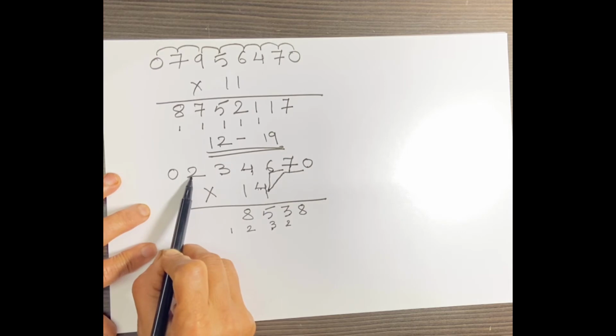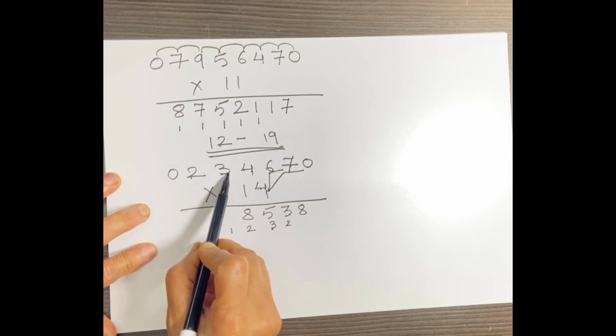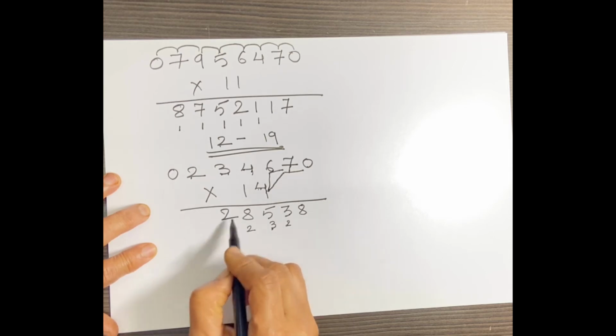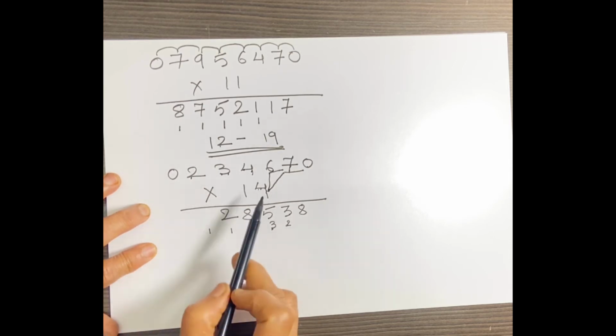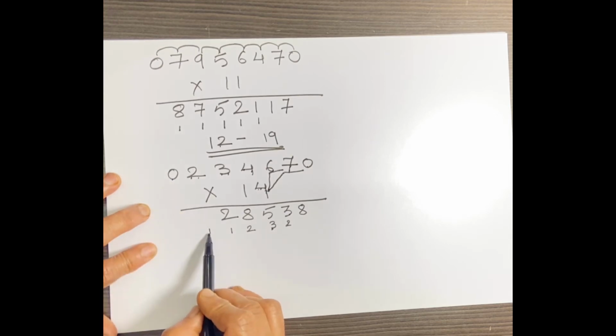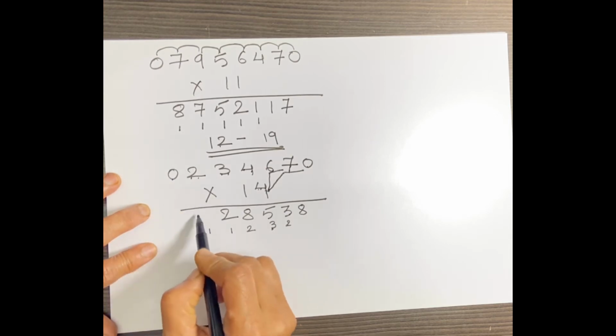4 twos are 8. 8 plus 3, 11. 11 plus 1, 12. So, 2 and 1 will be carry over. 4 zeros are 0. Go back and add 2 and we will add the carry over. 2 plus 1, 3.